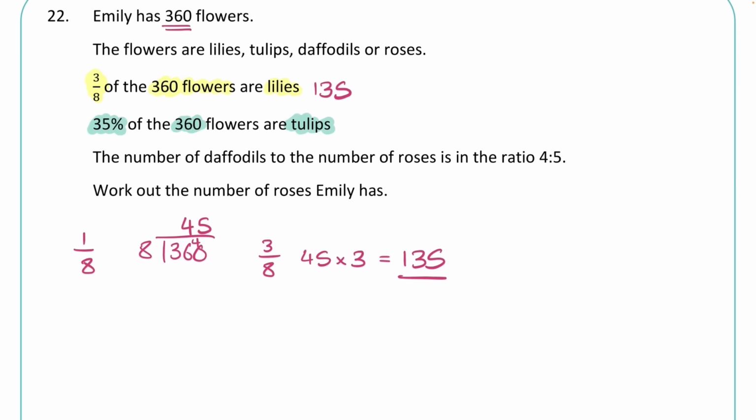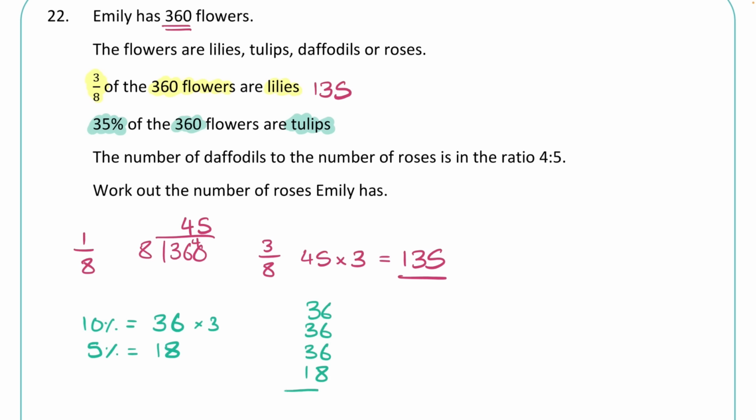The next thing to work out is this 35% of the 360 flowers, which are tulips. So if we work out 10% to start with, 10% is equal to 36, and 5% is going to be half of that, which is 18. So we want 3 of the 10s, which give us 30%, plus the 5. So we want 3 36s and an 18.